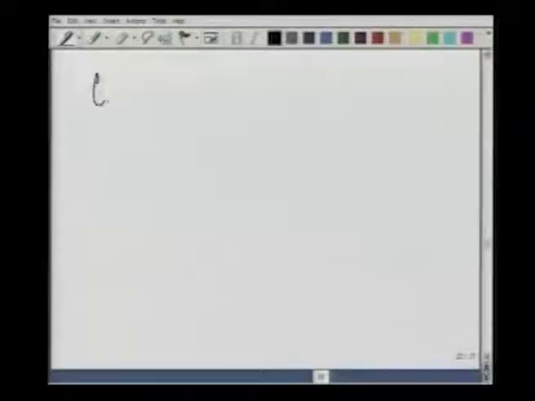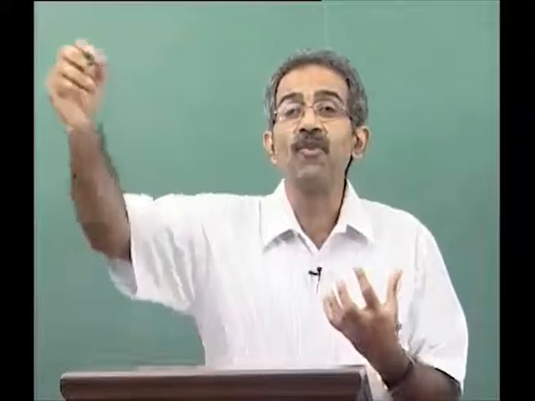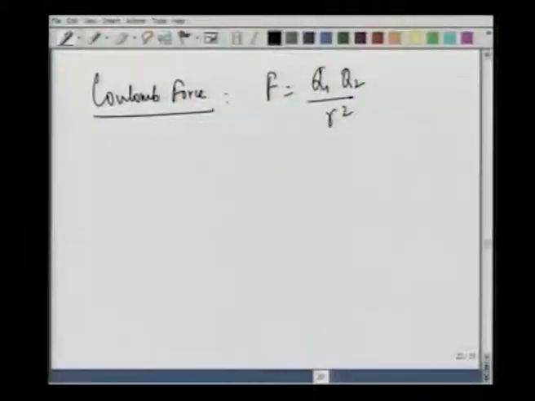So I wrote Coulomb force F is equal to Q1 Q2 by R squared. Let us not worry about the signs. So what we are saying is that if I have a charge Q1 sitting somewhere, and if I bring a charge Q2 at a distance R, then this charge Q1 exerts a force given by Q1 Q2 by R squared on the other charge, of course along the direction which is the line joining the two charges.